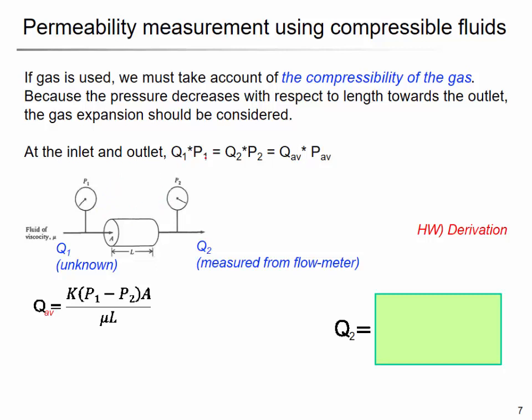So Q1 times P1 is from Boyle's law, I think. Over the time interval T, the volume of gas at pressure 1, V1 times P1, should be the same as V2 times P2 over the same time interval. Here the 1 is at the inlet and 2 is at the outlet, the exit. Then in Darcy's law, we should use the average flow velocity because the flow rate at the inlet and the outlet is different.